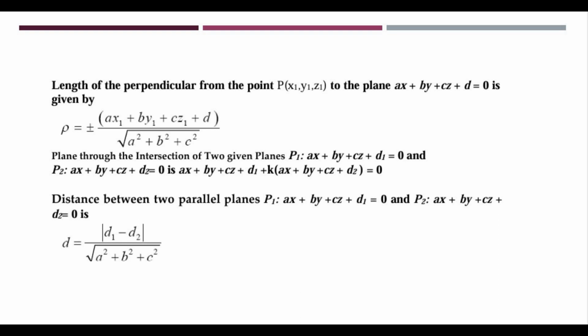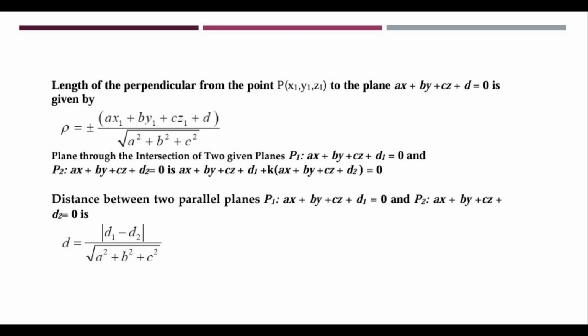Length of the perpendicular from the point P(x1, y1, z1) to the plane ax + by + cz + d = 0 is given by rho = plus or minus (ax1 + by1 + cz1 + d) divided by root of a square plus b square plus c square.